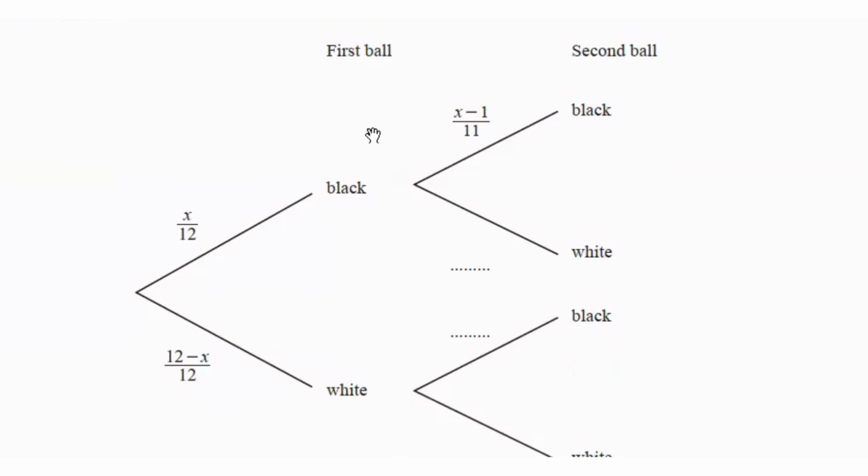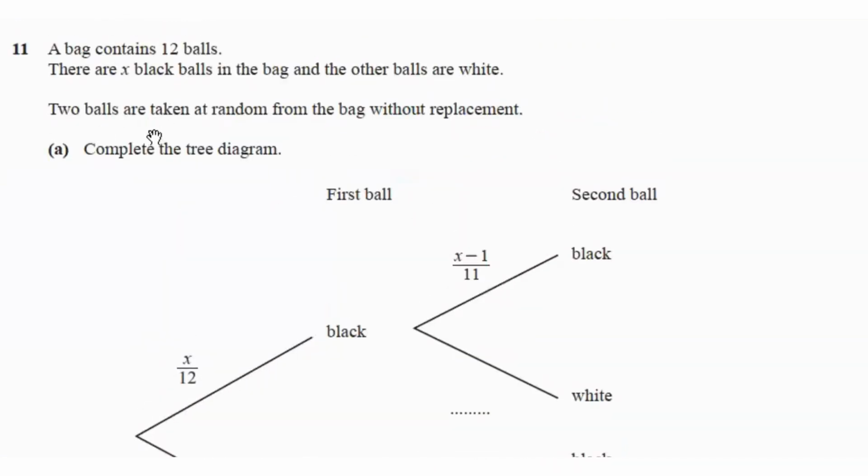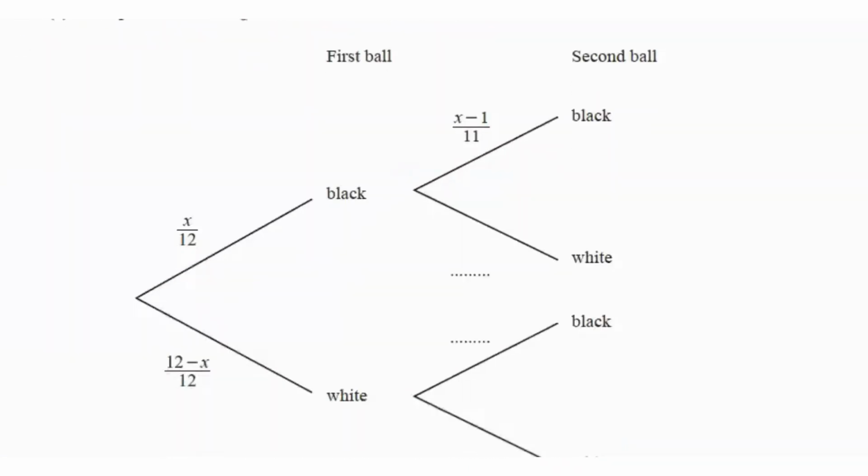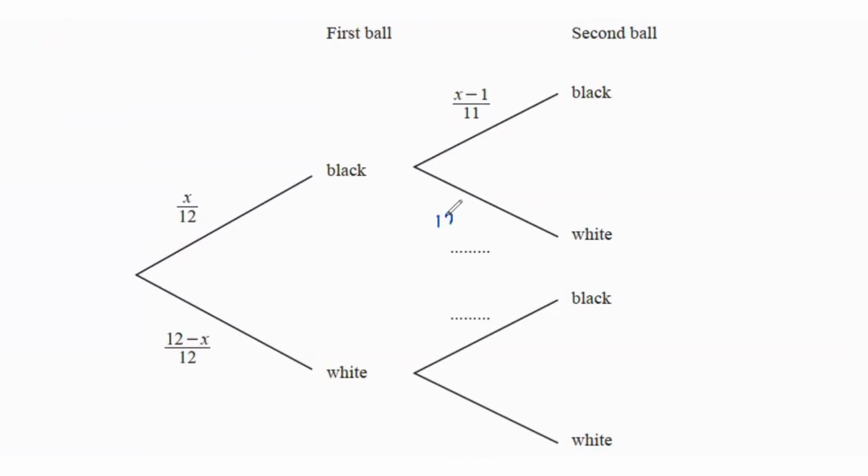So for the first ball, if we're taking a ball from the bag without replacement, right, it would just be 12 minus x over 11. The reason why it's becoming 12 minus x over 11 is because your number of white balls isn't changing, which is 12 minus x. However, your total number of balls are changing because we have taken one black ball from the total number of balls. So that's why this is this.